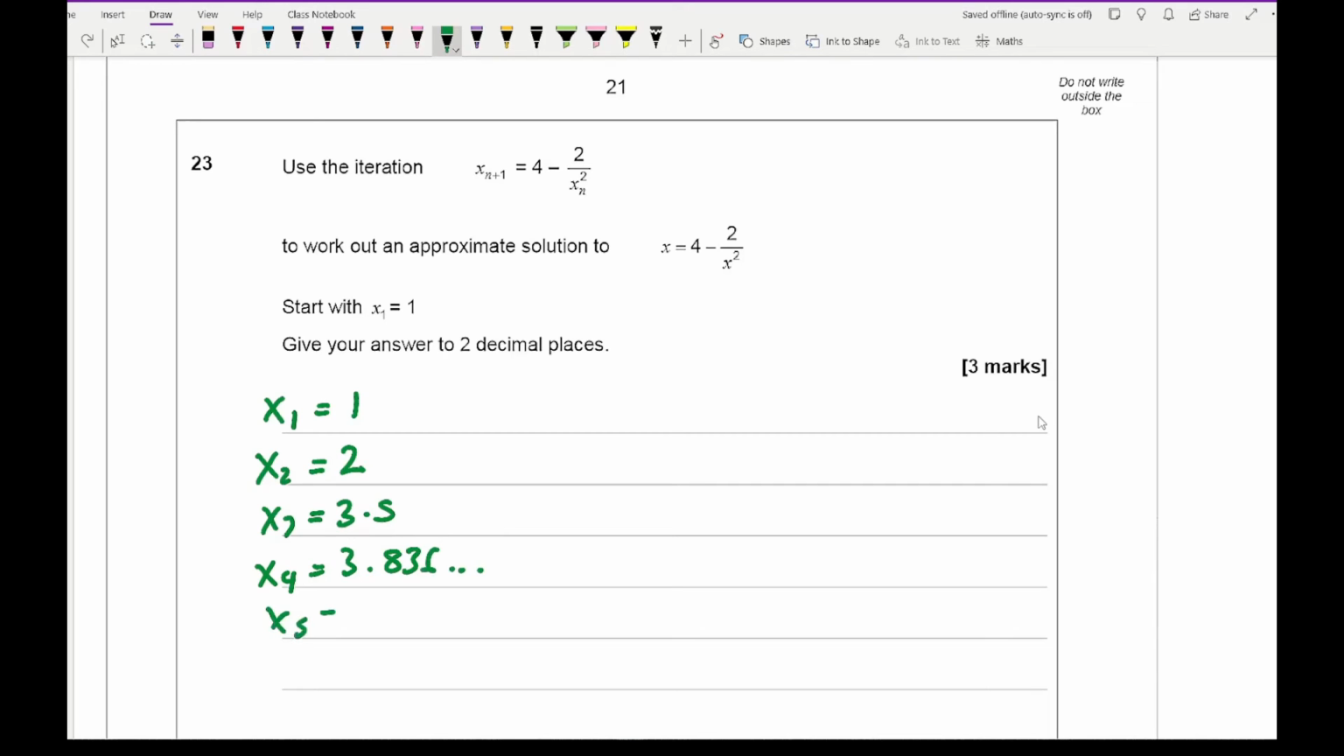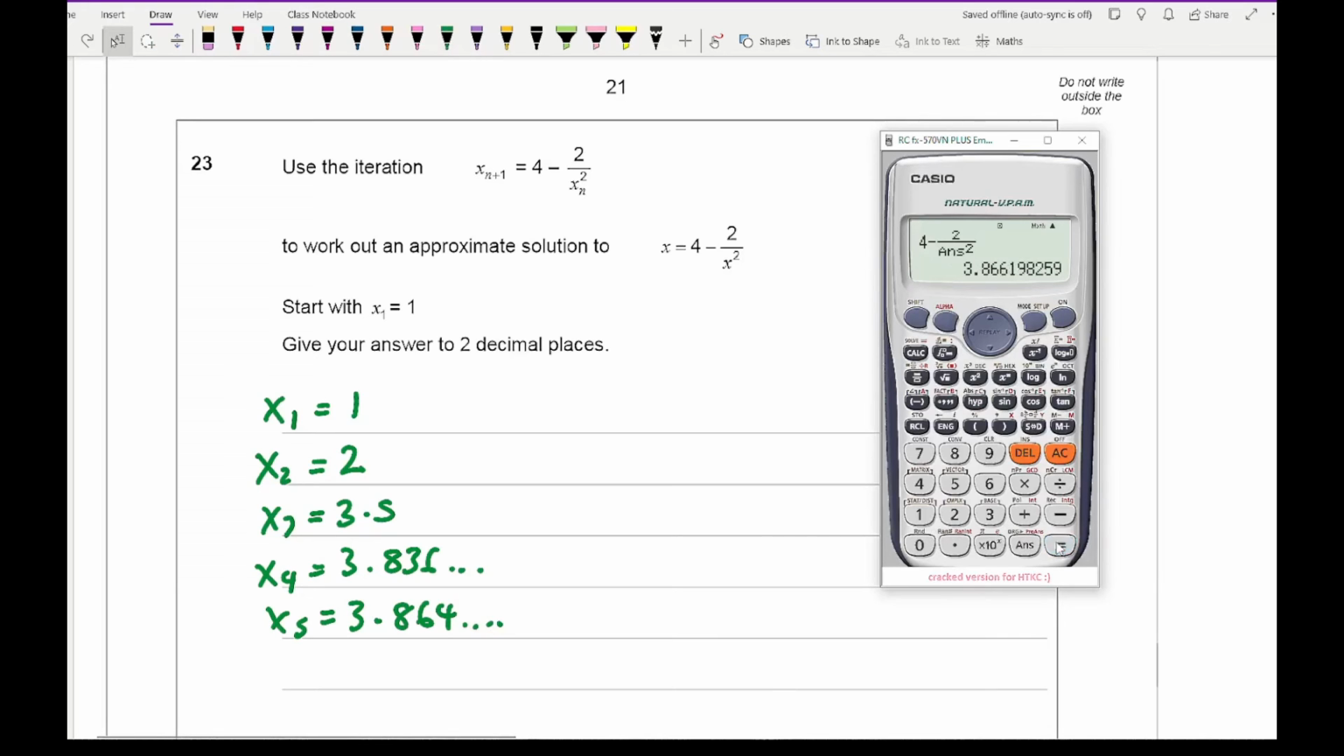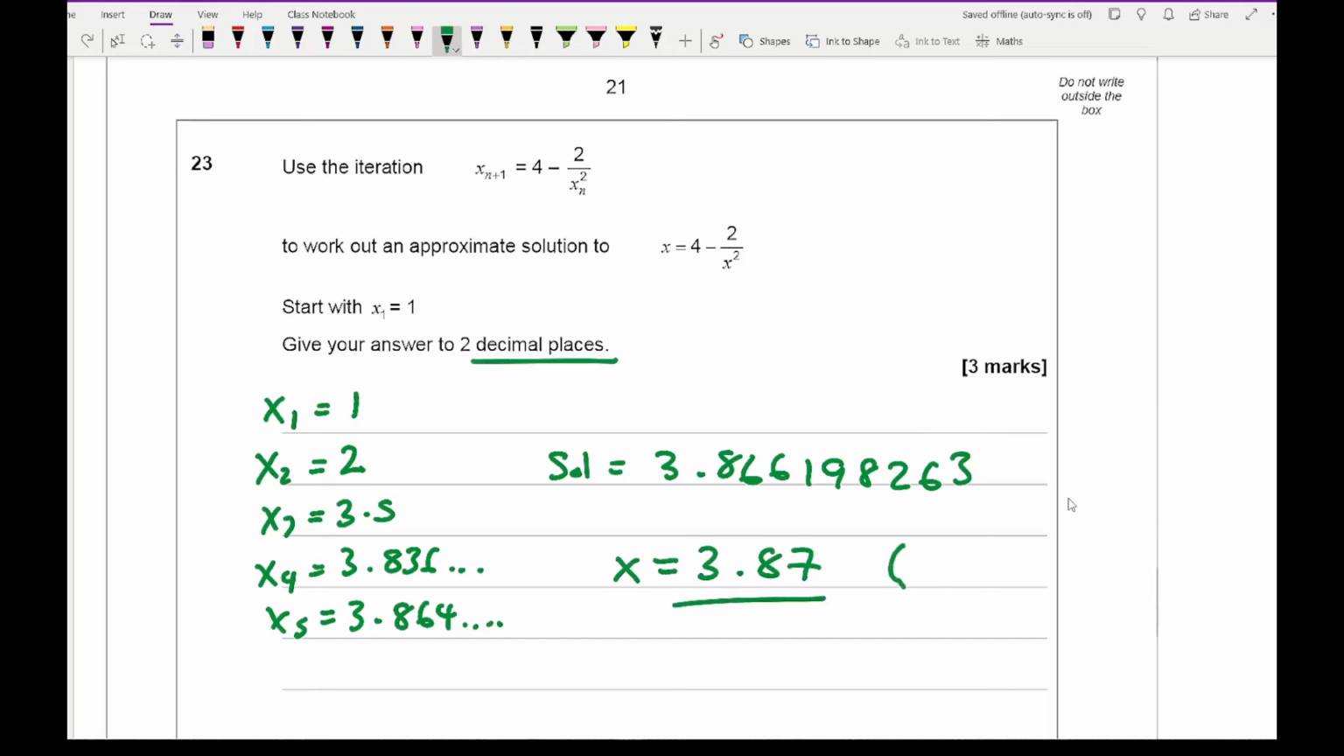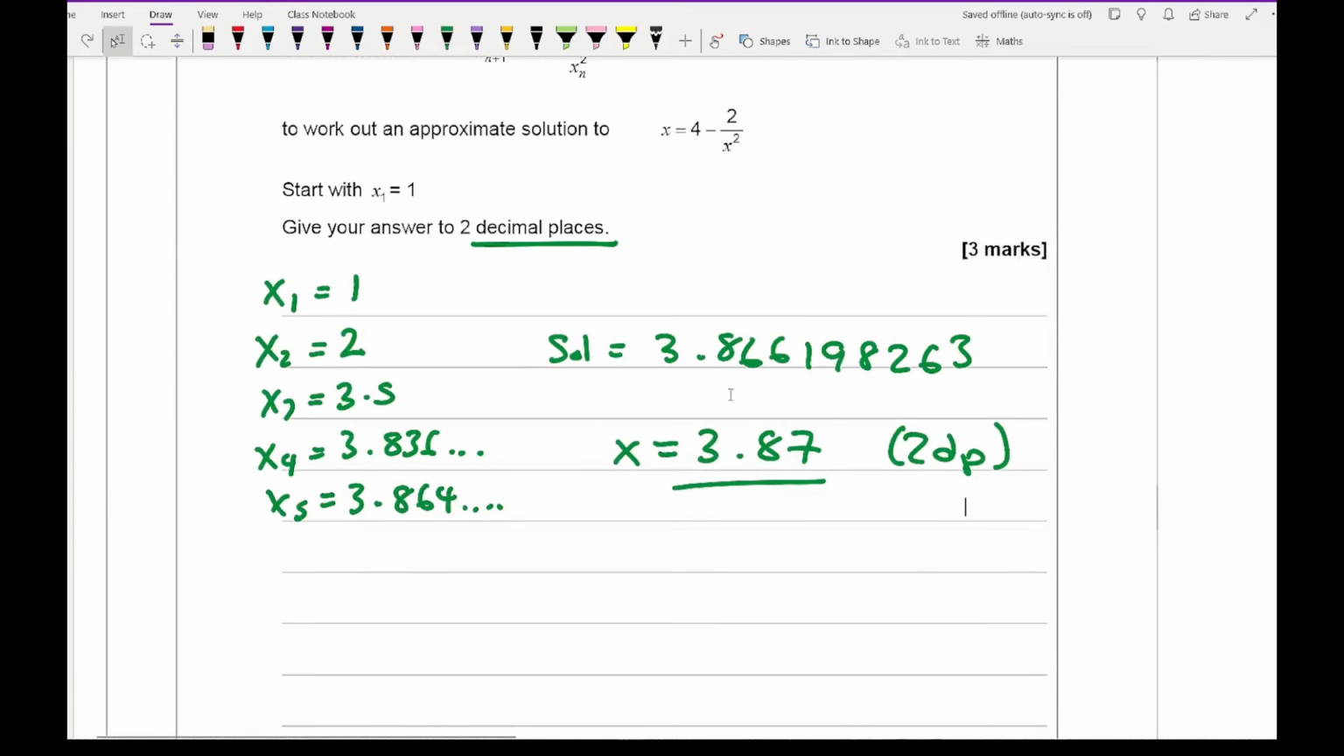Now if you want to write down the next few, that's entirely up to you. So the next one will be 3.8641, and again just write a few dots. But the solution is basically when you keep pressing equals, when it stops changing. So here the solution is going to be 3.866198263. Now it says to give your answer to 2 decimal places, so x is going to equal 3.87, and that's to 2 decimal places. And again, really important that you do show the first values. Don't just go straight into your calculator to write down the answer, because the question is worth 3 marks.